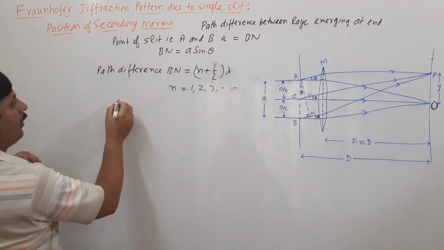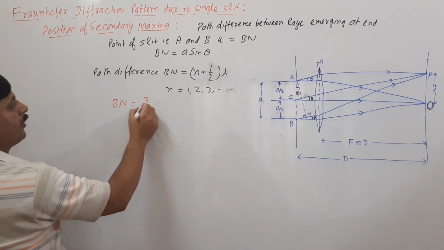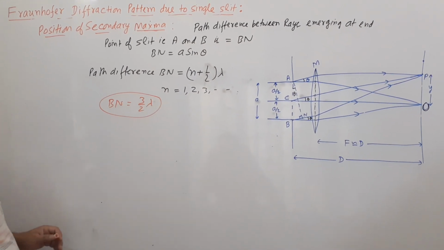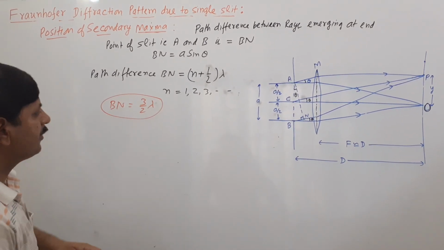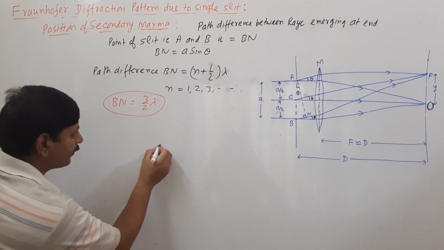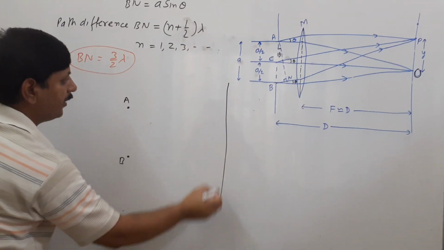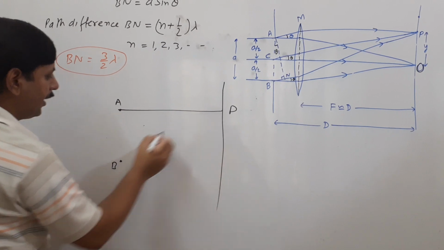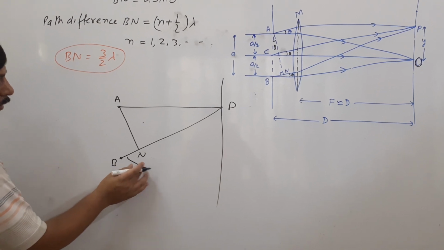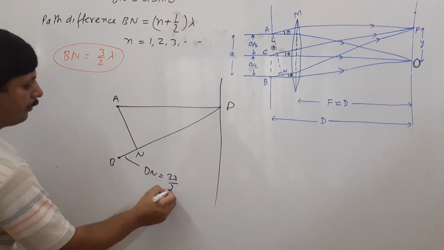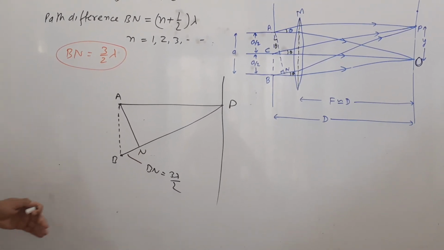How is it? We will explain. Suppose n is equal to 1, I have put it as 3 by 2 lambda. Any time Bn is equal to 3 by 2 lambda, how will it act as a position of secondary maxima? See here, I am explaining. This is AB, this is point P. They are reaching here. I have drawn a perpendicular to this Bn. Bn is equal to 3 lambda by 2. I have divided the whole slit into 3 equal parts.